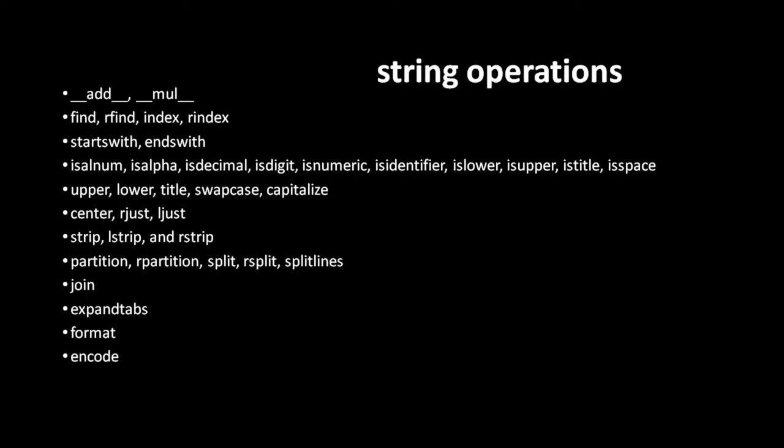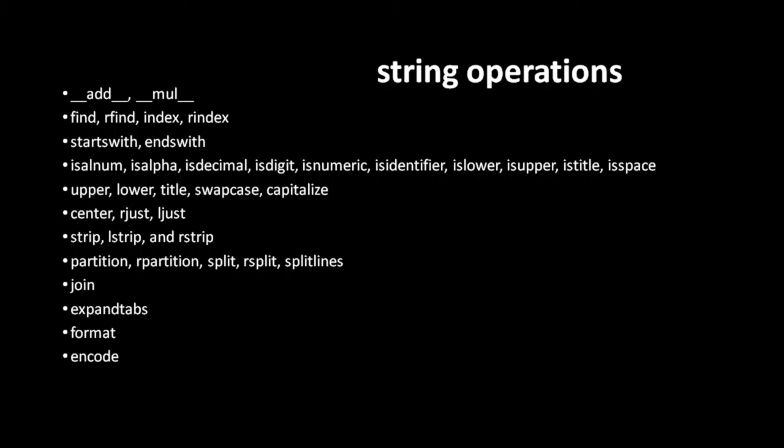The startsWith method is passed a substring, and if that substring is found at the start of the string object, then it returns true, otherwise it returns false. EndsWith works just the same, except it tries to find the substring at the tail of the string, at the end of the string, rather than the start.